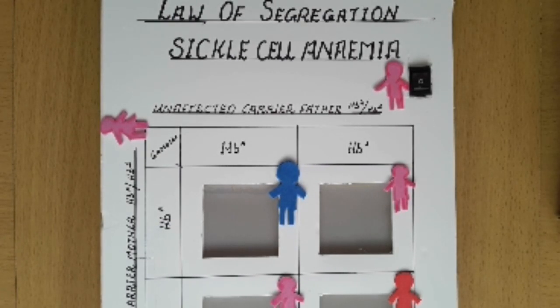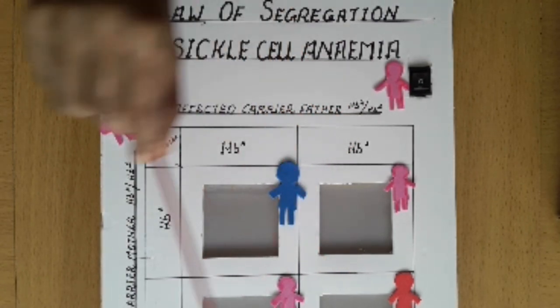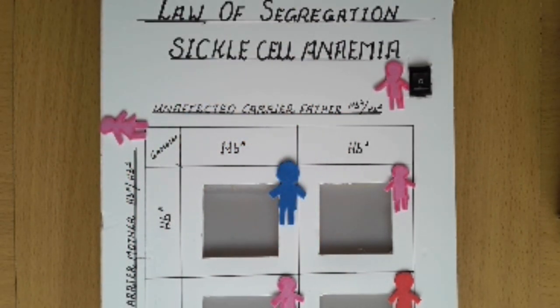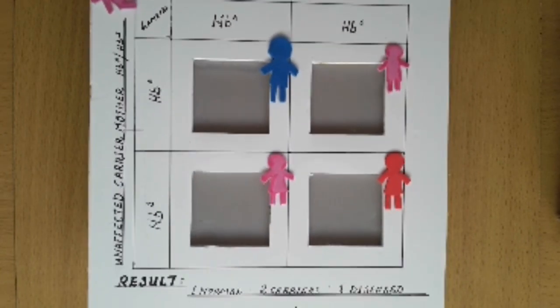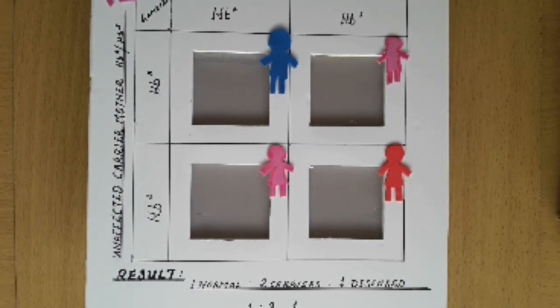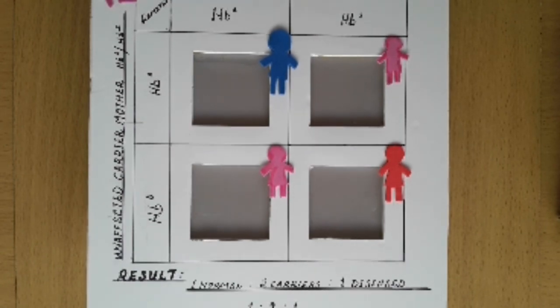Law of segregation. Sickle cell anemia is a classic example of a disorder with recessive Mendelian inheritance, in which each parent contributes a mutant recessive allele to an affected individual. Sickle cell anemia is inherited in an autosomal recessive pattern. Let us see how it occurs.